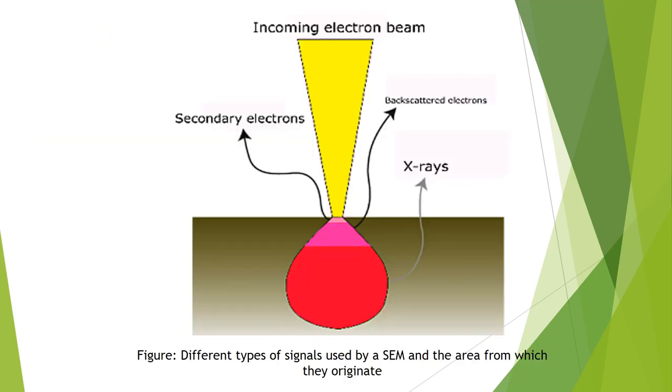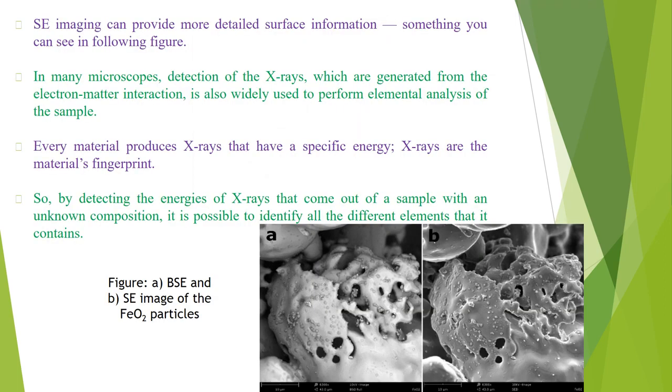Here is a figure showing the different types of signal used by the scanning electron microscope and the area from which they originate. In the scanning electron microscope, secondary electron imaging can provide more detailed surface information, something you can see in the following figure.